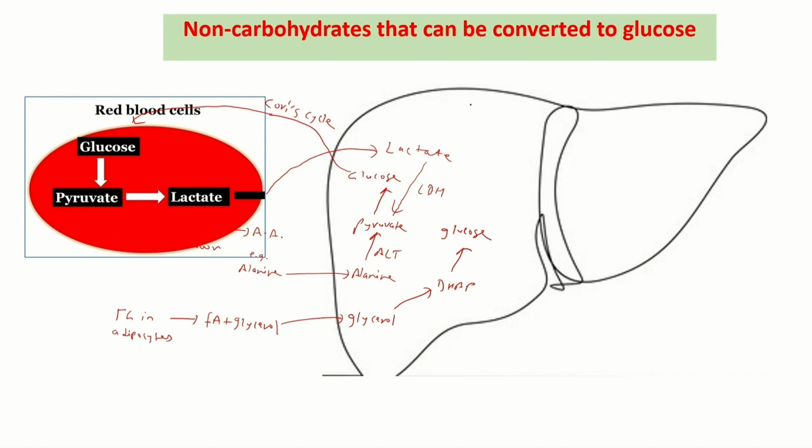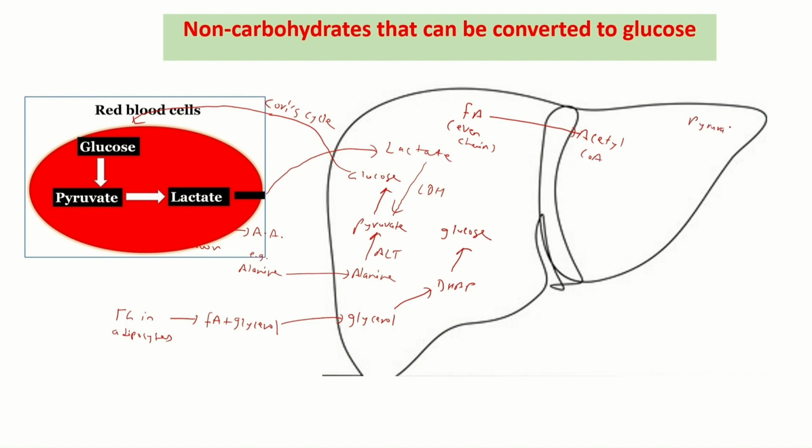What about the other product of fat hydrolysis, the fatty acids? Can they be converted to glucose? The answer is no. We'll see why. Remember the end product of fatty acid oxidation? You are right. It's acetyl coenzyme A.